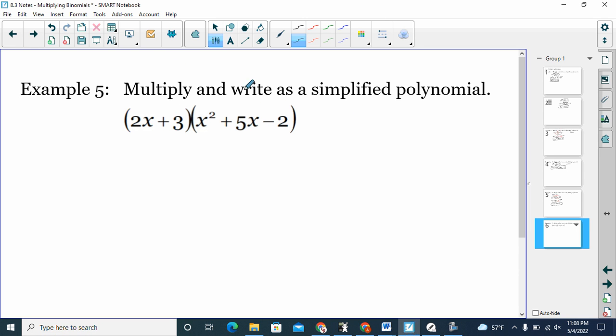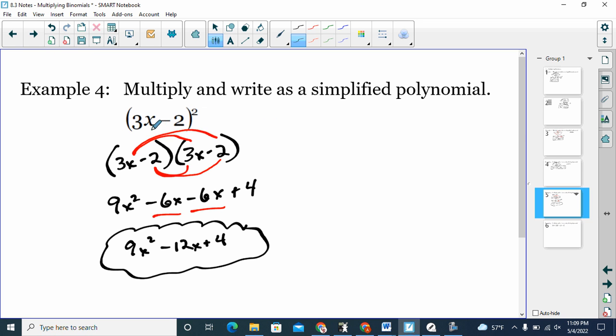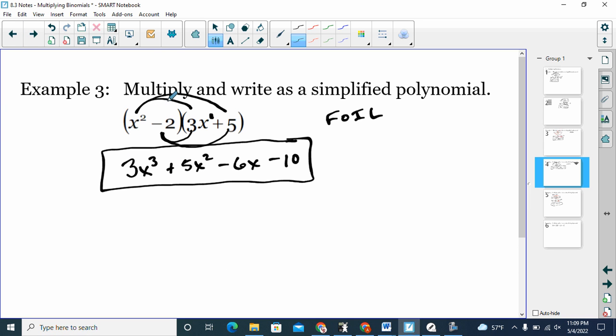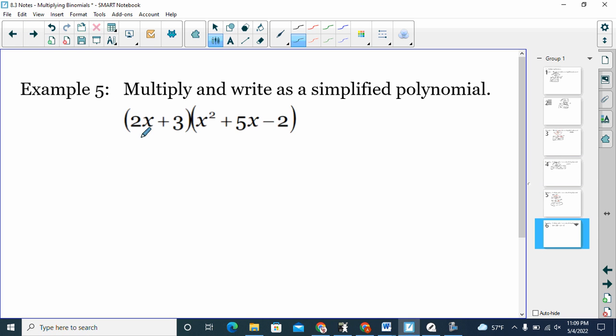When we use FOIL, that's if I just have two terms. If I have binomial times binomial, we can think through first, outside, inside, last. But with a binomial times a trinomial, we do it kind of the same way, but it's not really first, outside, inside, and last, because we'd be missing this plus 5x term here. But the overall process is the same.